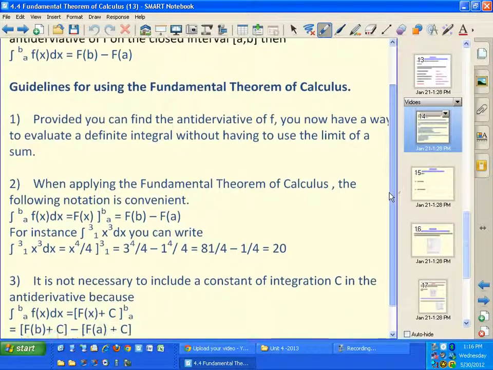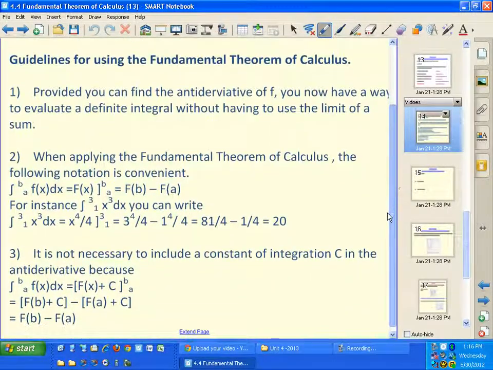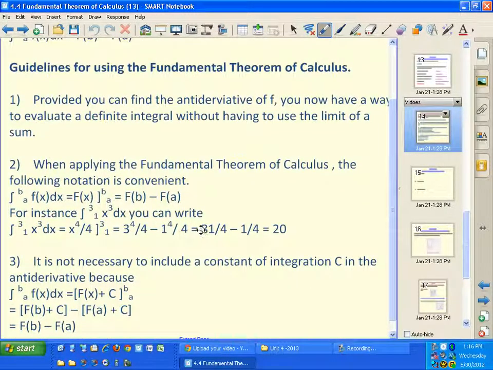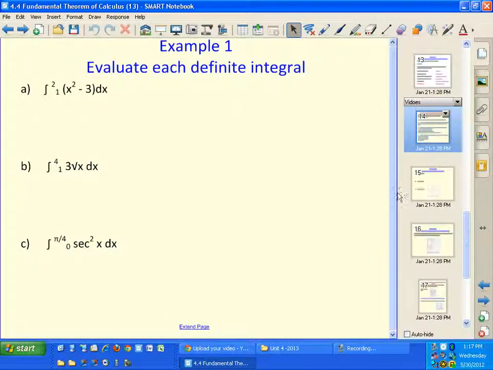But here's basically our things, is that you need to be able to evaluate the definite integral without having the use of limits of a sum. Well, that's what we want to do. And so we'll apply the fundamental theorem of calculus, and that's where we do the upper minus the lower plugged in. And then you don't need to add on the constant of integration to this, because you're adding on a constant and then you're subtracting that exact same constant, so you don't need to even bother with it. So let's practice this real quick.